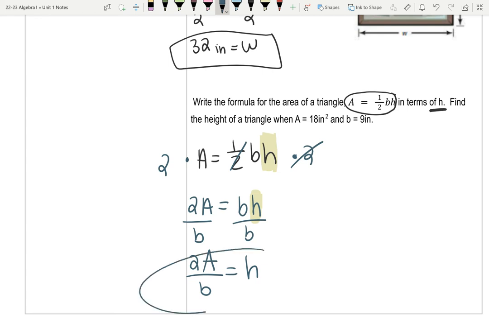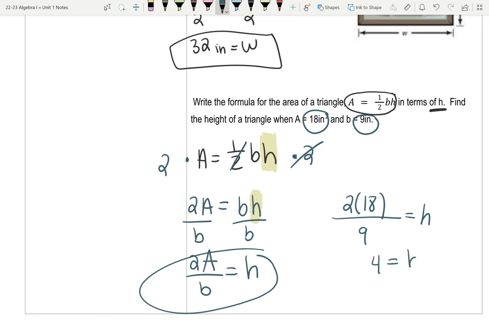Now it wants me to use this formula if I know that a is 18 and b is 9. So I'm going to have 2 times 18 all over 9 is equal to h. So if I do 2 times 18 first, I get 36. And if I divide that by 9, I get 4. So 4, and we're working in inches, is my height.